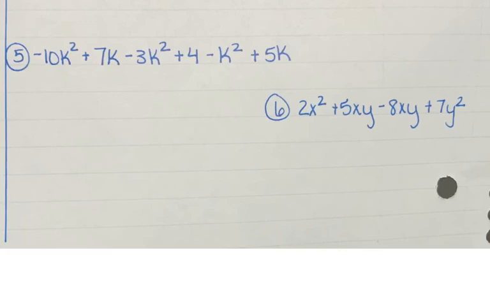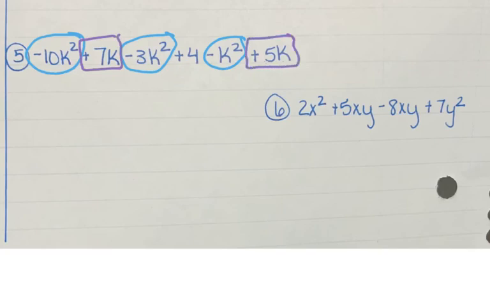Hopefully you tried to practice these ones on your own. Let's go over them together. So when I look at this first one, my like terms, I've got negative 10k squared, negative 3k squared, negative k squared. I see 7k and 5k. And then I also see this 4 here. So I'm going to line them up. Remember, put that 1 there if you need to.